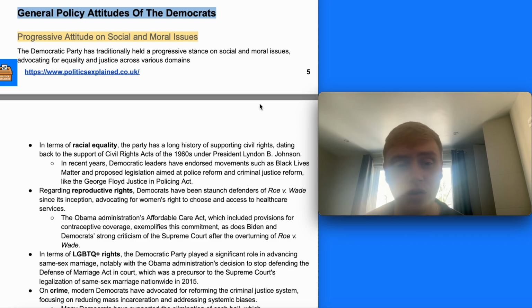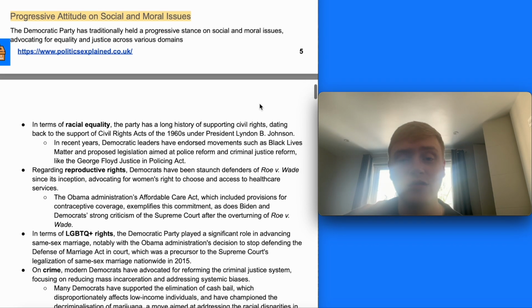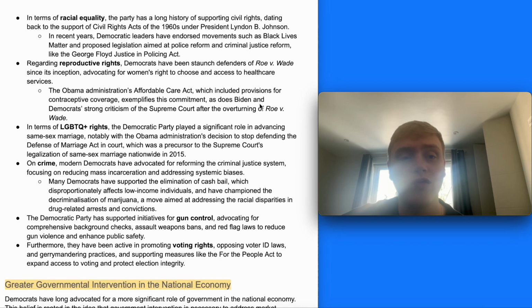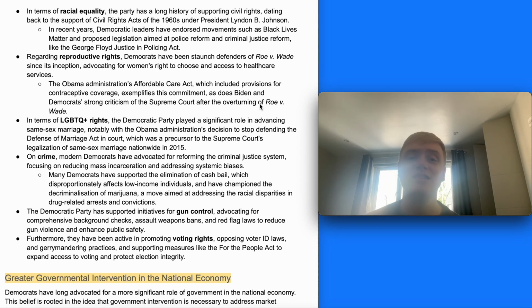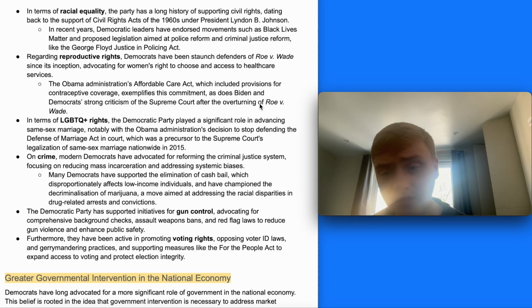In terms of racial equality, the party has a long history of supporting civil rights, dating back to the support for the Civil Rights Act of the 1960s under LBJ. In recent years, Democratic leaders have endorsed movements like BLM and proposed legislation aimed at police reform and criminal justice reform, in particular the George Floyd Justice in Policing Act.